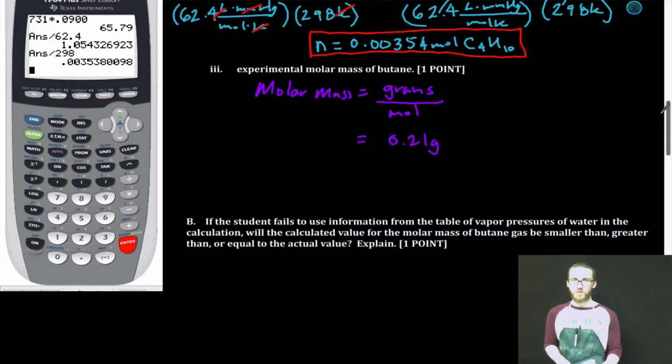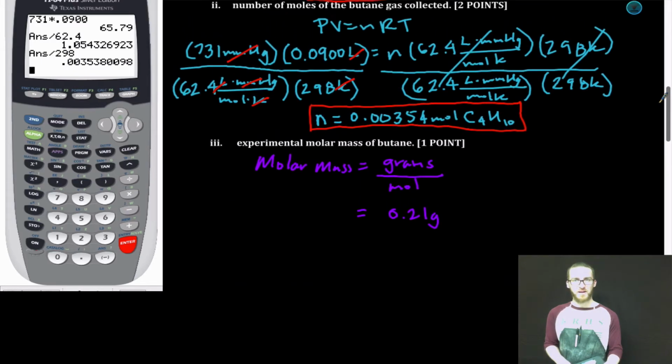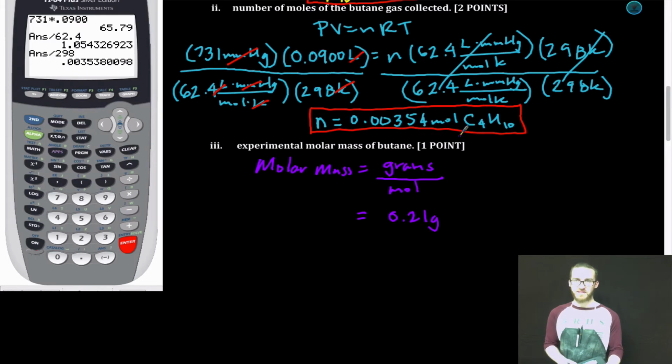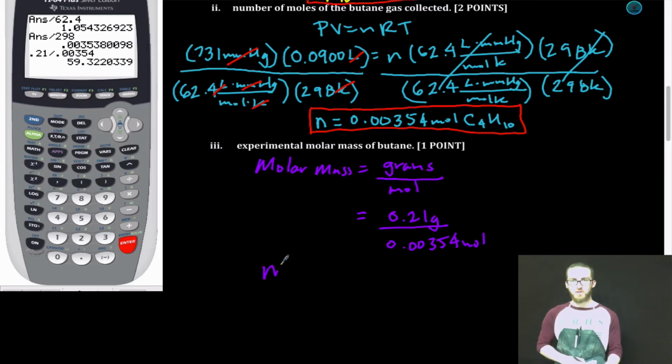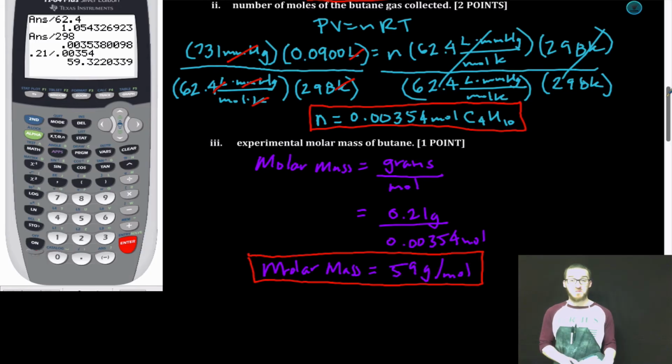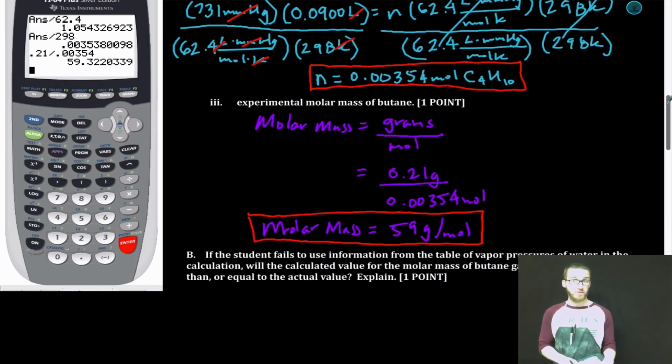And we know from subpart II that our number of moles of butane gas that we collected was 0.00354. So dividing my mass in grams by my number of moles, 0.21 divided by 0.00354, my molar mass to 2 sig figs, 59 grams per mole. Boom. It's actually some pretty good data, pretty good results there.